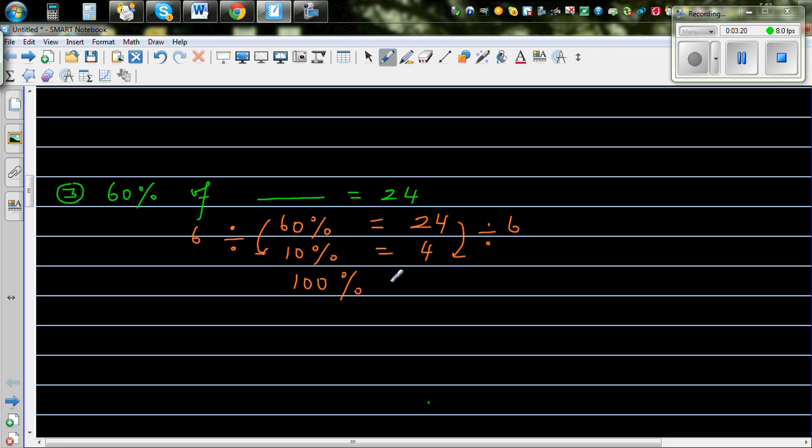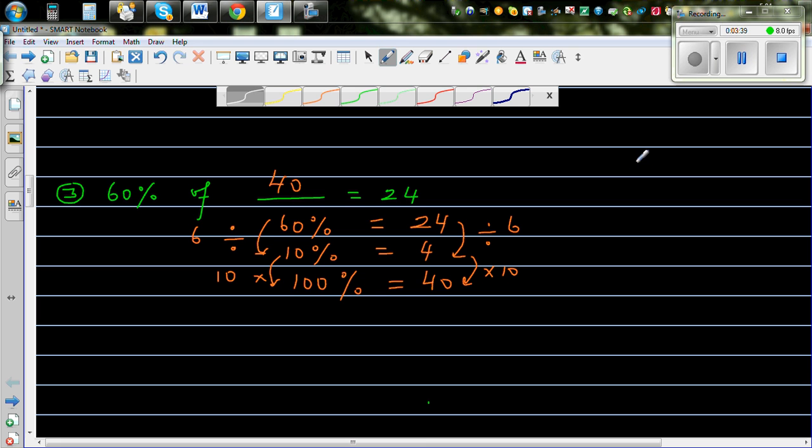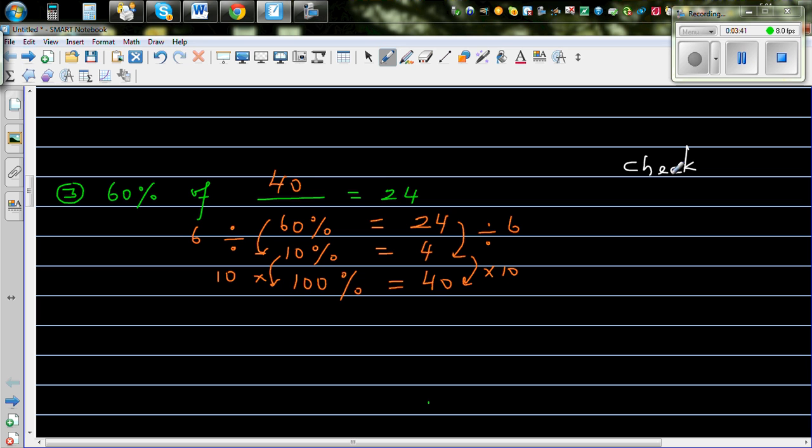Now from 10%, you can find 100%. 10 times what is 100? 10 times 10 is 100, so you do the same thing to this part, times 10, which is 40. So the answer is 40. Does it make sense? Let us check with a different color. 60% of 40 is 24. 10% of 40 is 4, so 60% is 6 times this, which is 24. So your answer is right. Moving on.